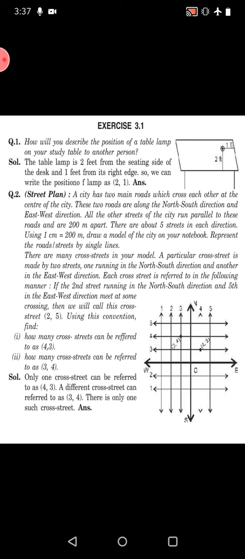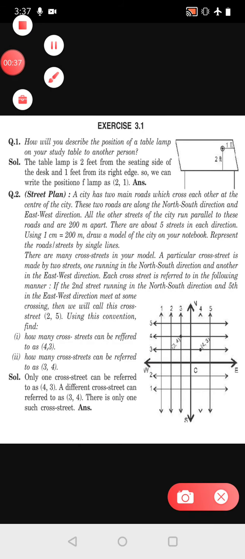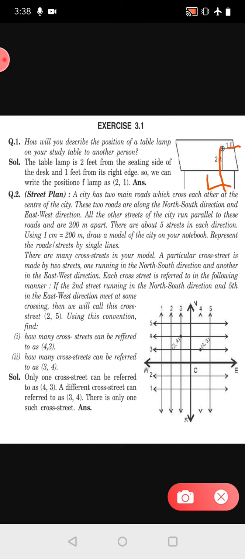So, we know that we can use here the Cartesian system to explain or to describe the position of a table lamp. So for solution, the table lamp is 2 feet from the sitting side of the desk. You can see that here it is, suppose here is the sitting chair, table, desk, and from this side the table lamp is at the distance of 2 feet here. This is 2 feet at the distance and 1 feet from its right edge, and suppose we take the distance as 1 feet from the right side of the study table. So we can write the position of lamp as 2, 1.